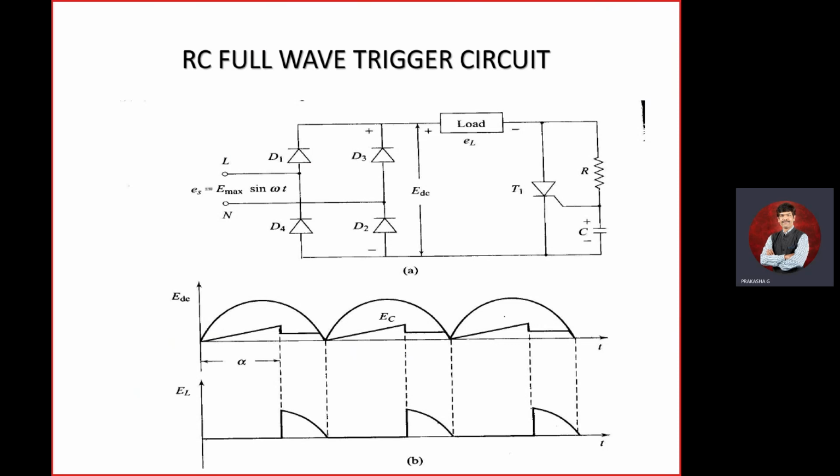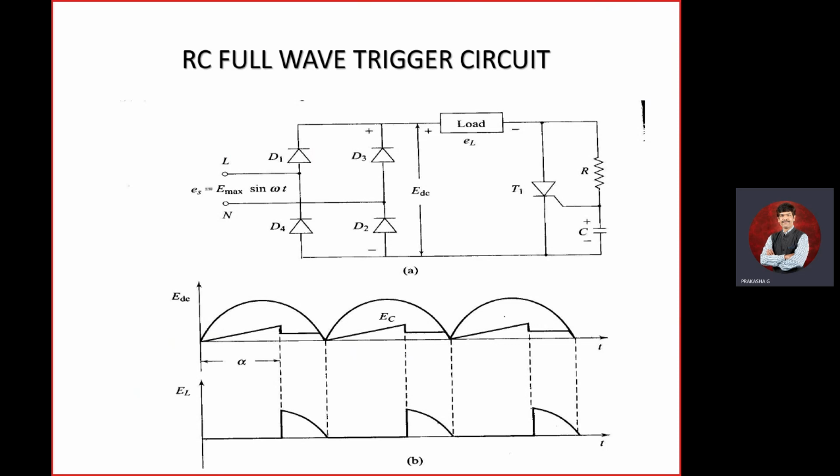Since my initial input is like this, using a full wave rectifier I am able to convert it to one like this. This is the output of the full wave rectifier. Once this output is applied to your SCR triggering circuit, up to here it is 0, up to here it is 0. That means in the positive half cycle you are getting the trigger, and in the negative half cycle you are also getting the trigger.